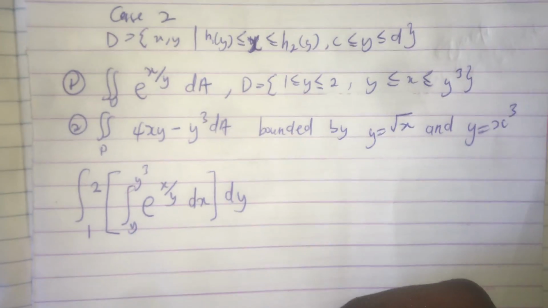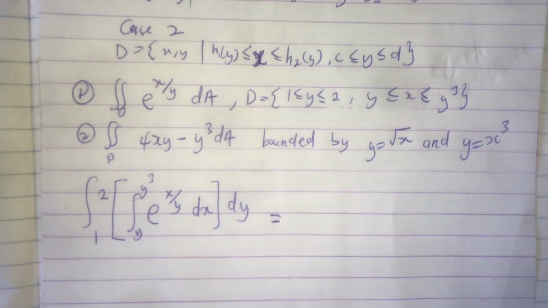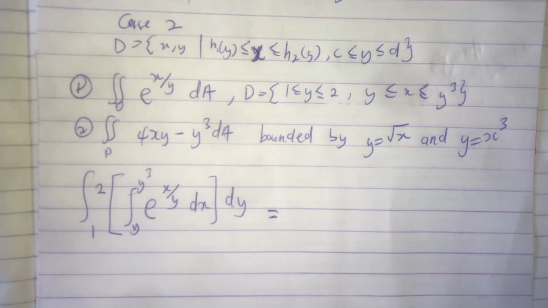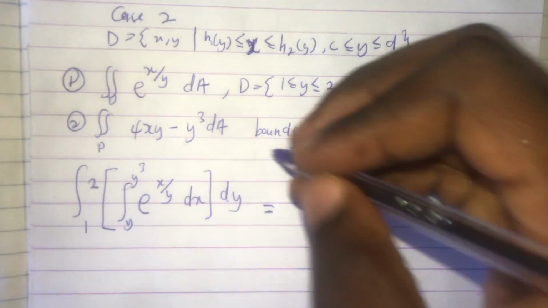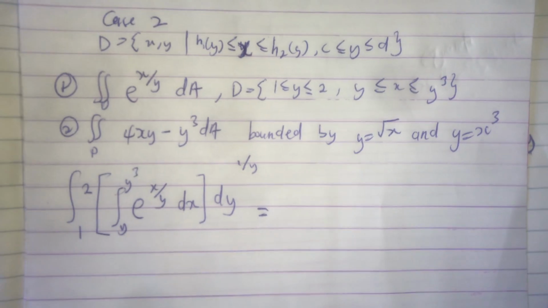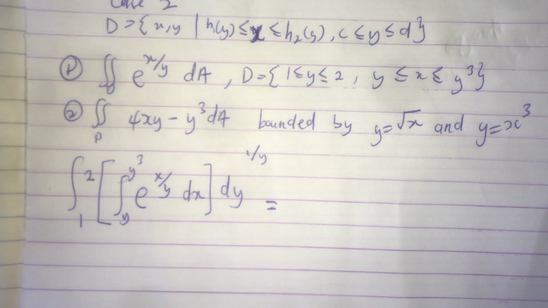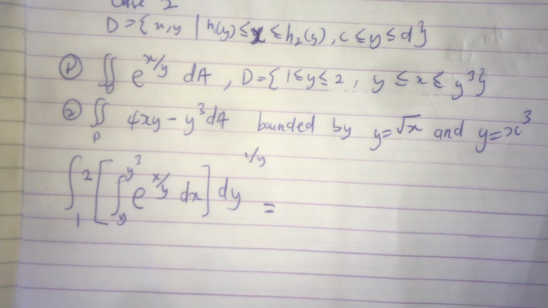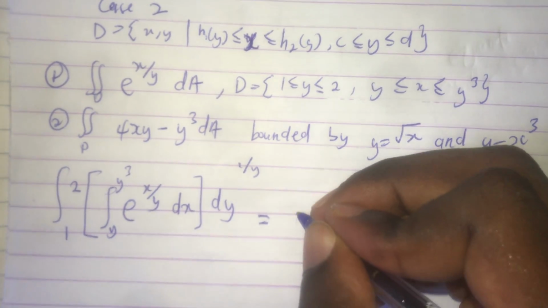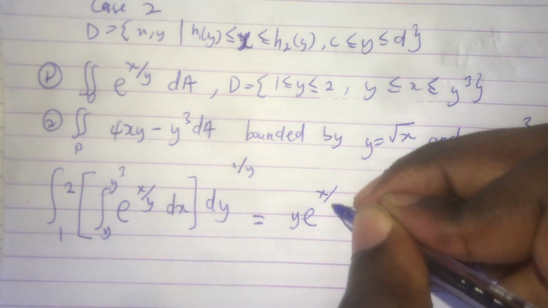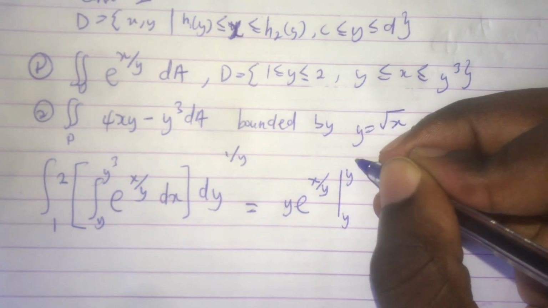Now, to integrate this, anytime you're integrating e, you first differentiate the power. When you differentiate the power with respect to x, you get 1 over y. Since this is integration, you have to find the inverse of 1 over y, because integration is the opposite of differentiation. So the inverse of 1 over y is y. You then multiply y by e power x over y. So you have y e^(x/y), and the limit is from y to y cubed.